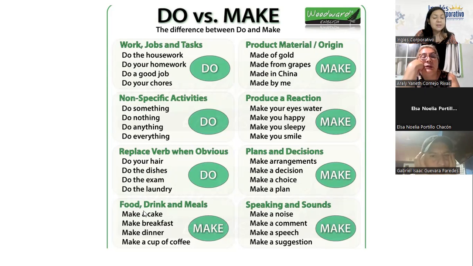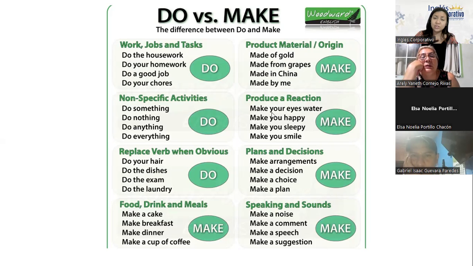Now with make, we use make with food, drink, a meal: make a cake, make breakfast, make dinner, make a cup of coffee. Also for products, material, and origin. We can see this when we buy something, right? And it says made in China, made in United States, made in El Salvador, right? Made of gold, made from grapes, made in China, made by me.